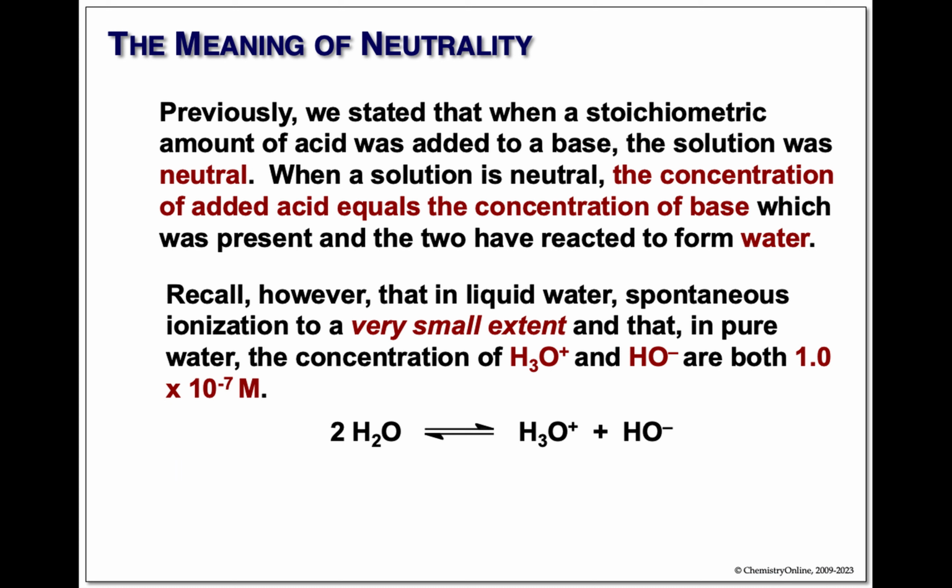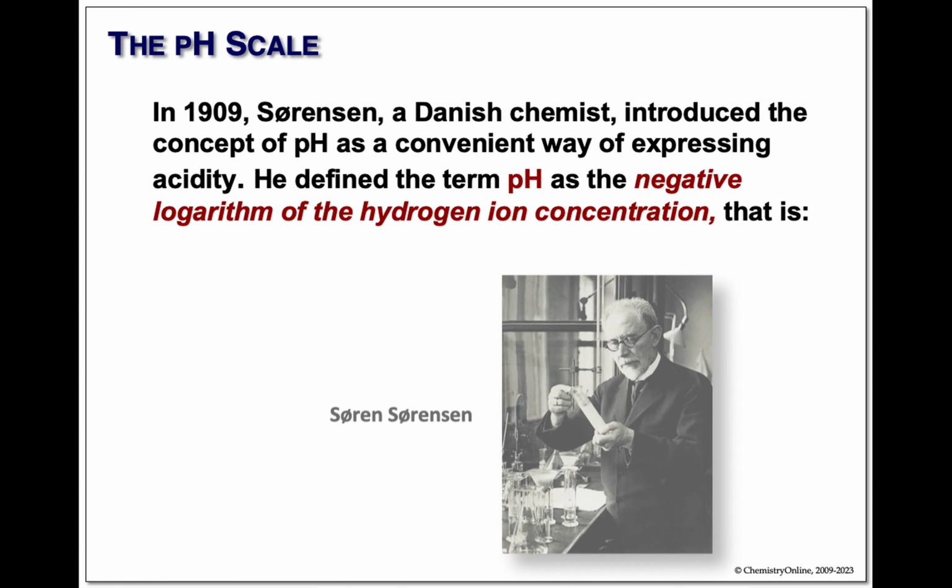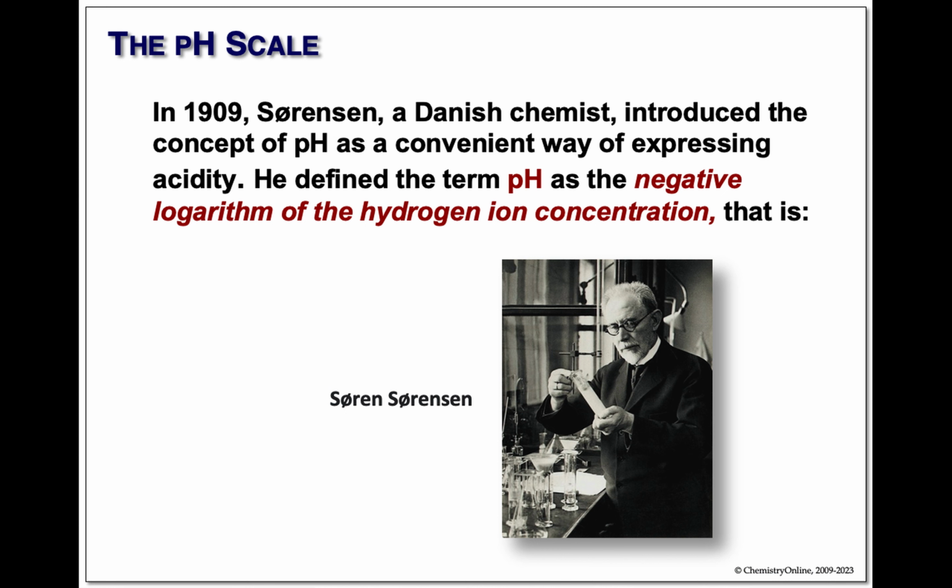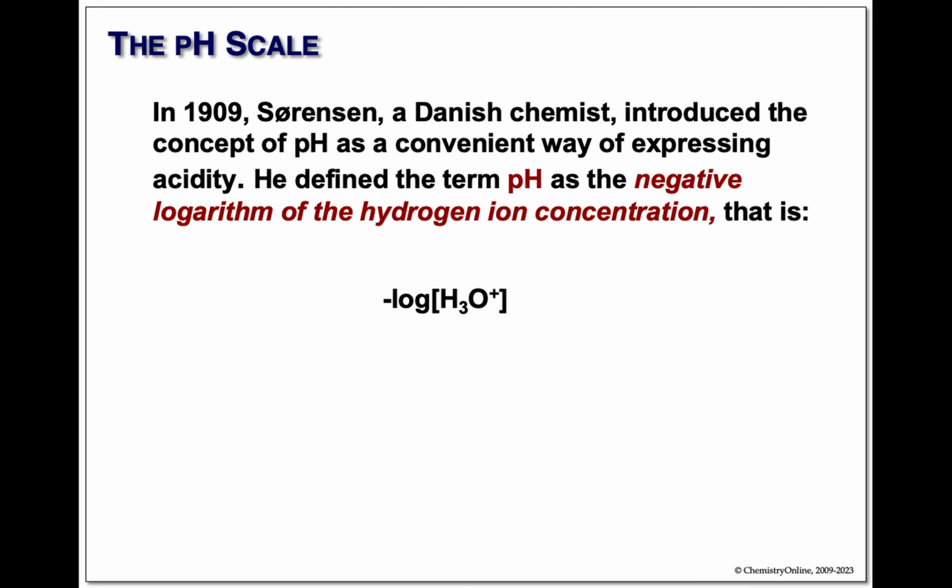In order to make this, quote, easier to work with, a Danish chemist named Sorensen, looks like a name, doesn't he? Danish chemist suggested that pH could be a convenient way to express acidity. He defined the term pH as the negative logarithm of the hydrogen ion concentration. Minus log H3O plus is pH. Now, when you see it written, it can either be H3O plus or quite often just simply H plus. Just a shortcut.